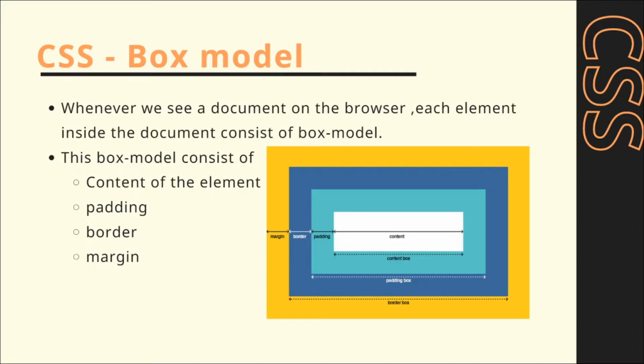So what does a box model consist of? The box model consists of the content of the element, the padding, the border, and the margin. As you can see in my image, this is the way you will see the box model on the screen.